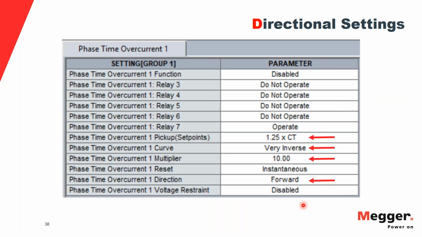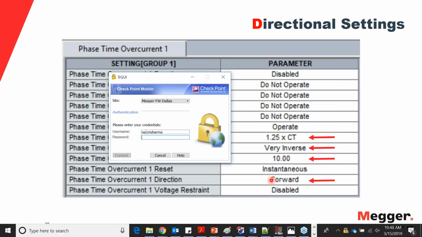This is the time overcurrent setting of that relay: 1.25 times the secondary CT nominal as the pickup point. The time dial on this relay is 10, and it's following a very inverse time overcurrent curve. The directionality for operation is set in the phase time overcurrent settings. It is forward, meaning the relay would operate the time overcurrent element when it sees the fault is in the forward direction. Even this setting is quite important to see when that directional element is going to block the overcurrent and when it is going to allow the overcurrent to trip.